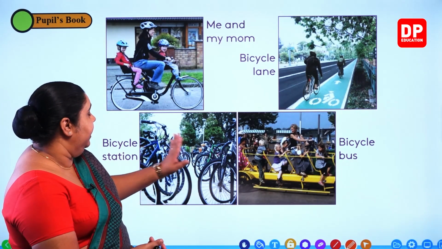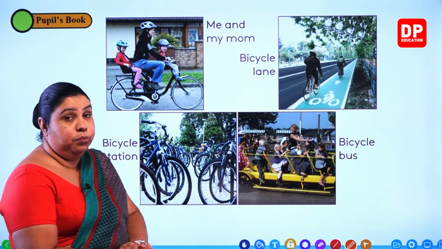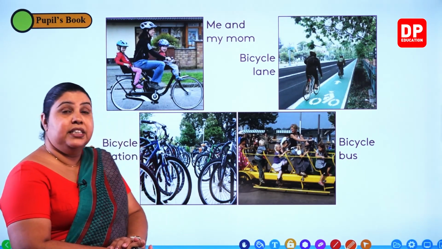Bicycles are parked in a long row, because most of the people ride bicycles to school, no.